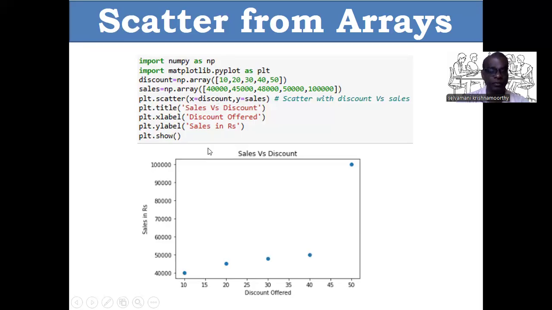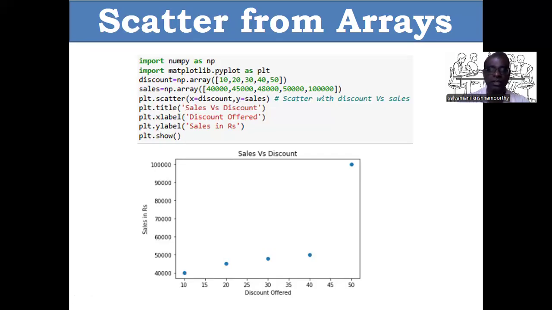10 and 40,000. When I give second week, I give 20% discount, I got 45,000 sales. In third week, I gave 30% discount. I got 48,000 sales. In fourth week, I gave 40% discount. I got 50,000. In fifth week, I gave 50% discount. I got 1 lakh. Is it clear? This is what a scatter chart is.